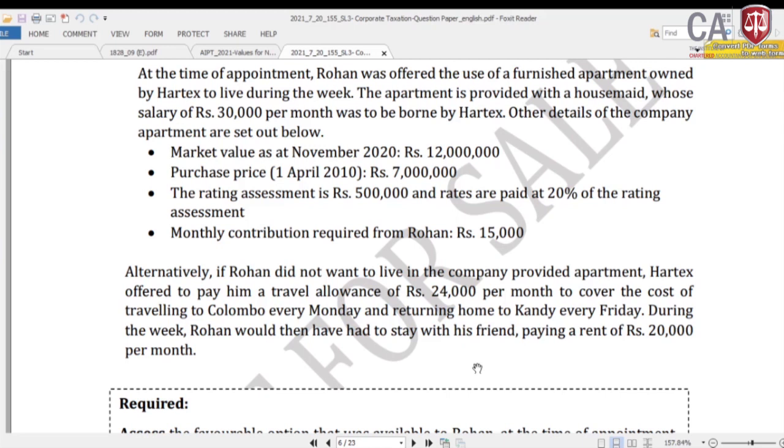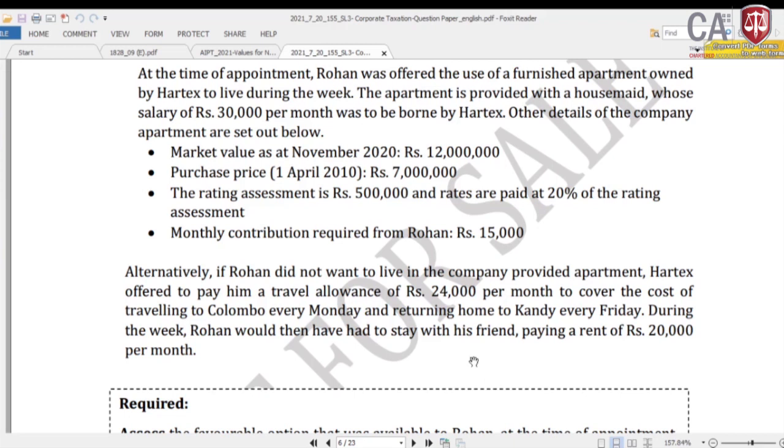During the week, Rohan would then have to stay with his friend, paying a rent of rupees 20,000. This is for option 1: he has to pay rupees 15,000. For option 2, he is receiving the 24,000 travelling allowance, which is a plus, and there is a minus of 20,000 as the rent expense if he is going to stay with his friend. We will remove this. Okay, done.